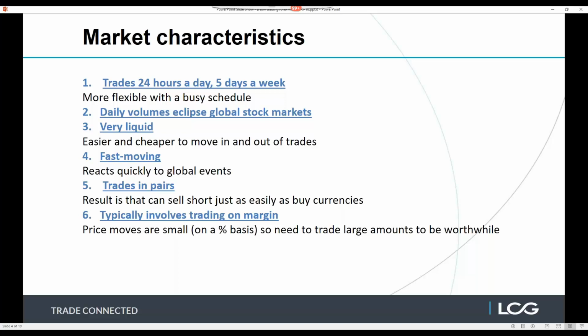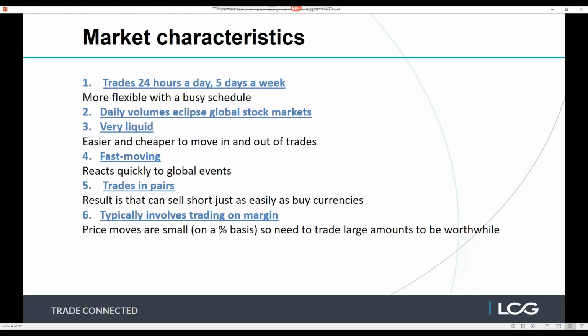It's very fast moving, so it's typically the fastest to react to global events. So, for example, Donald Trump reimposing new sanctions on Iran. You typically see the reaction in 24-hour Forex markets before you see it happening elsewhere.